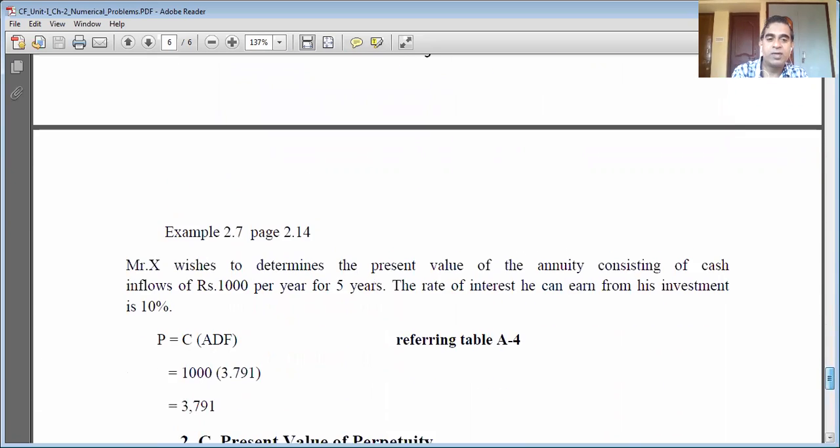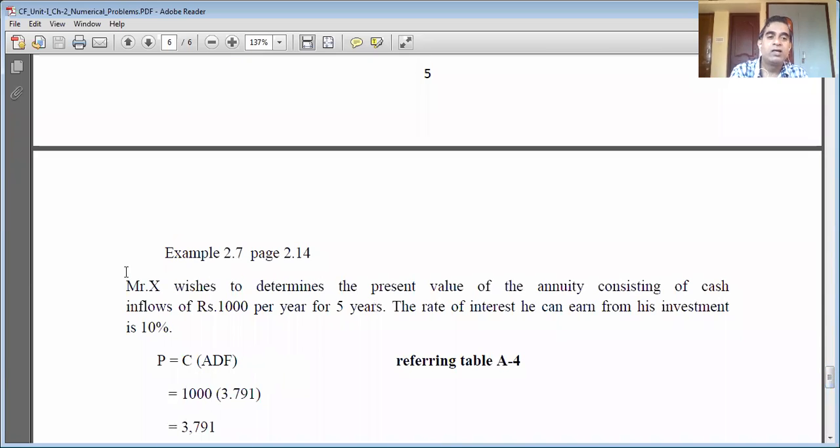Yeah, so the simple example we are going to consider now. Pay attention. Mr. X wishes to determine the present value of the annuity consisting of cash inflows of 1000 rupees for 5 years, meaning each year 1000 rupees. So equal annual cash flows. The rate of interest he can earn from his investment is 10%.